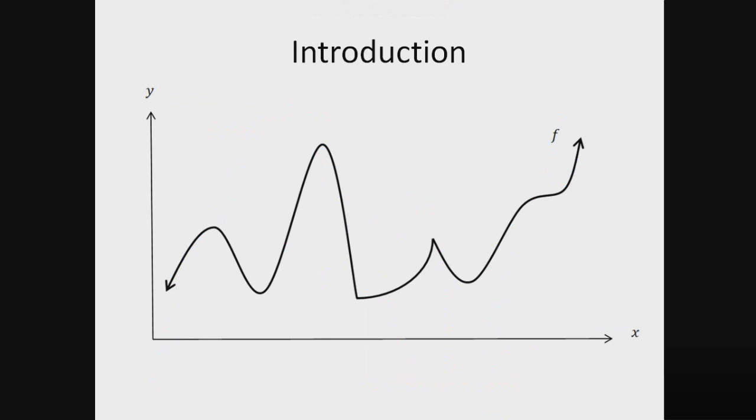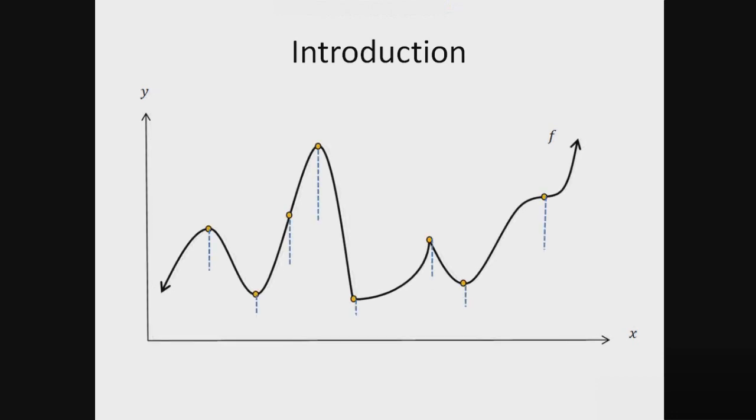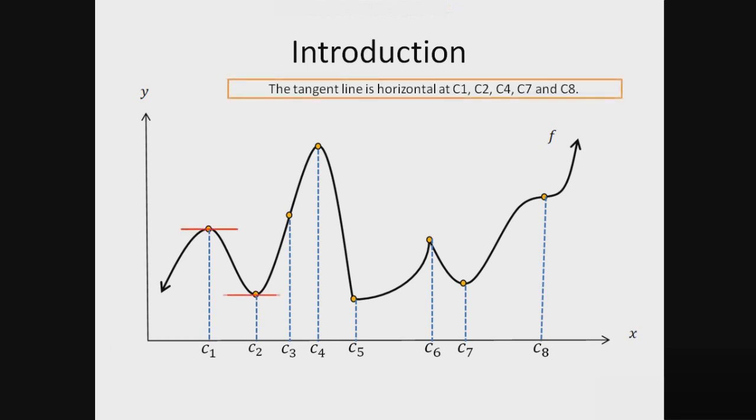Now let's look at another example. Consider the graph of a continuous function f in the figure shown. Let's say I label some of the points as C1, C2, C3 up to C8. Now, let's figure out which of these points of C has a horizontal tangent line. As we observe, the tangent line is horizontal at C1, C2, C4, C7, and C8. However, it is obvious that at C3, the tangent line is not horizontal, as it is vertical.